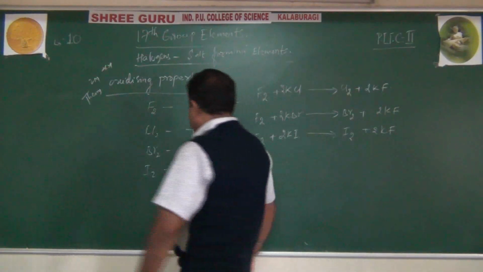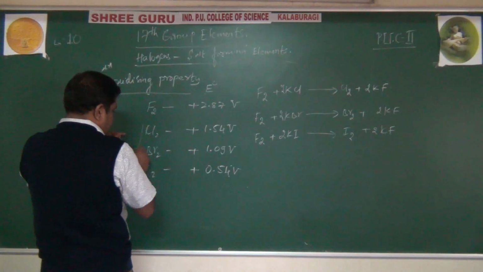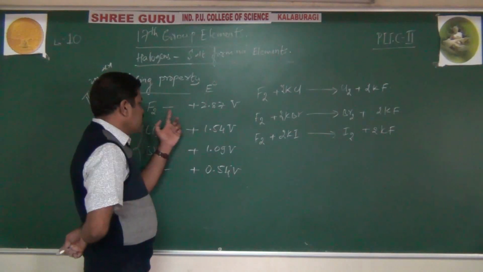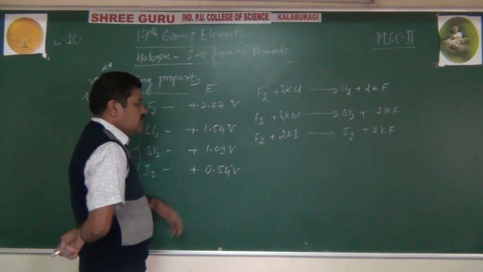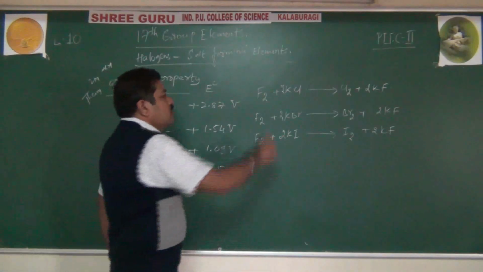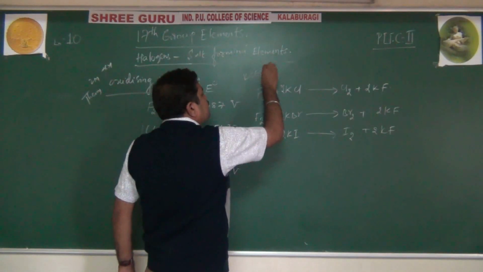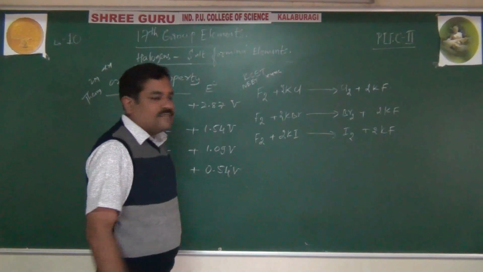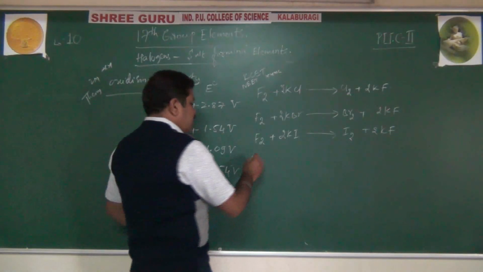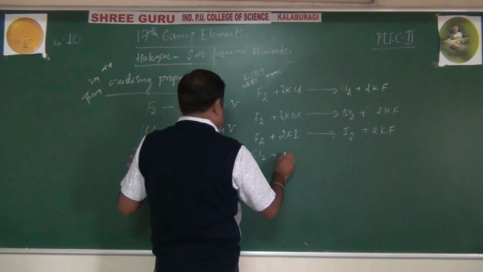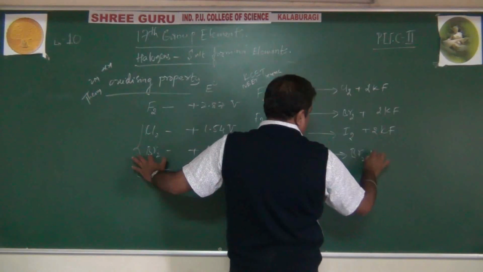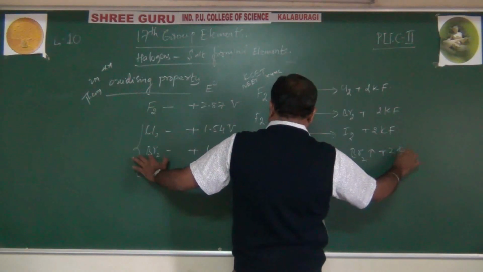That means fluorine displaces chlorine, bromine and iodine from their salt solutions. Why? Because it is a powerful oxidizing agent. The element which is above will displace the ones below from their salt solutions. Very important for CET, so many times repeated, even for NEET also. These reactions are important. Coming to the next, chlorine. Chlorine can displace only bromine below it from its salt solution, KBr, giving Br2 plus 2KCl.